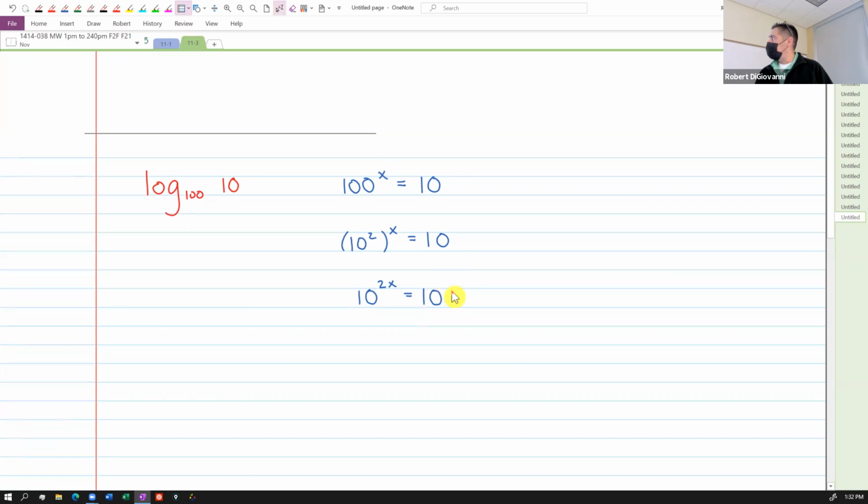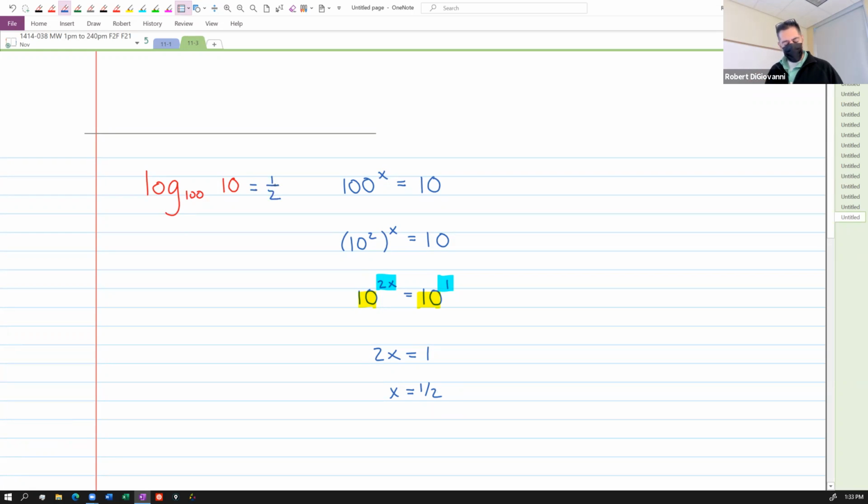What's the power on this 10? 1. And now do you see that you have the same base? And now you just need those exponents to match, don't you? So that means I can write down that 2x must be 1, which means x must be a half. When you raise something to the half power, what's that the same as doing? Square rooting. Half power means square root. So the answer to this is a half.